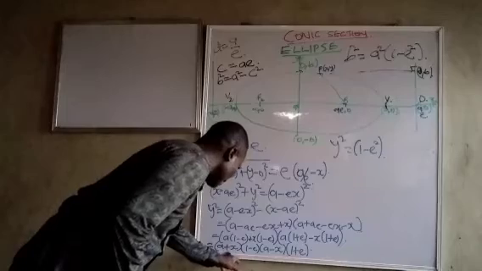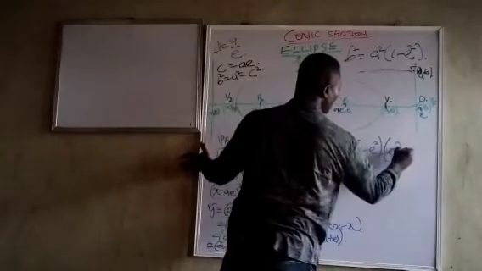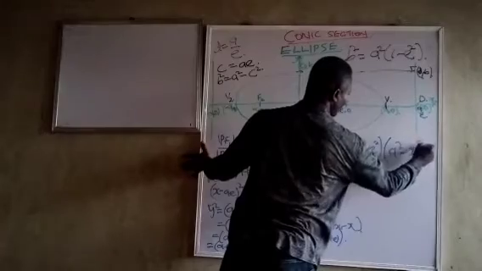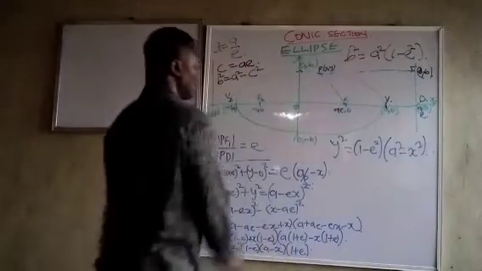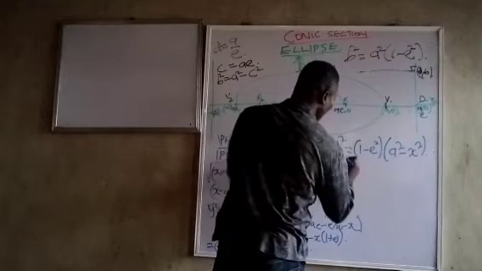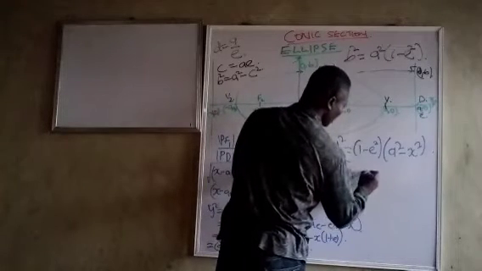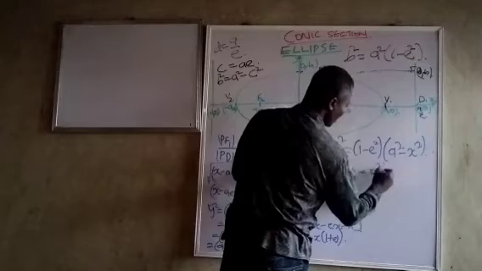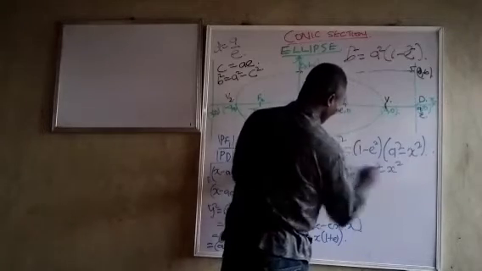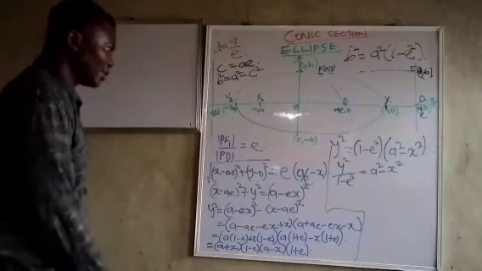A plus x times a minus x gives me a squared minus x squared. So you can see, let's divide through by 1 minus e squared. So I have y squared over 1 minus e squared is equal to a squared minus x squared.